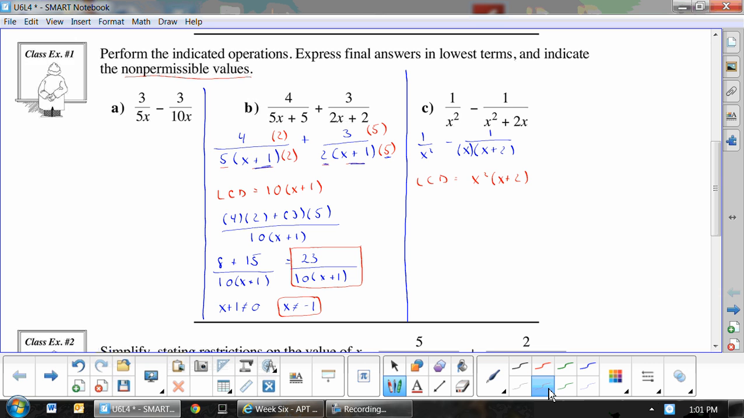Okay? So we say, well, this is our LCD, so we know this first one needs to get multiplied by x plus 2 on the top and the bottom.